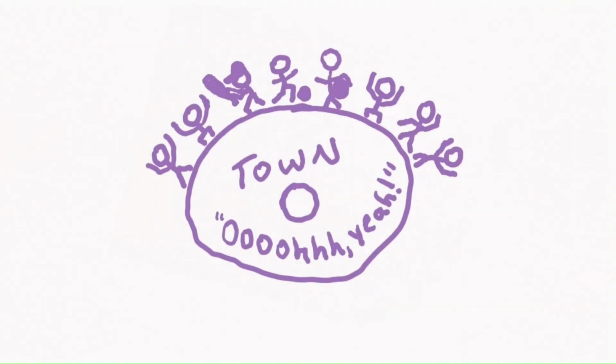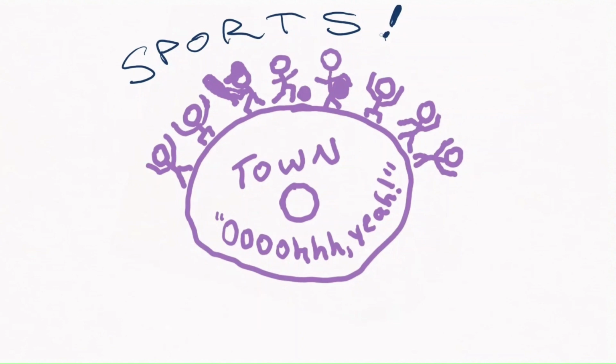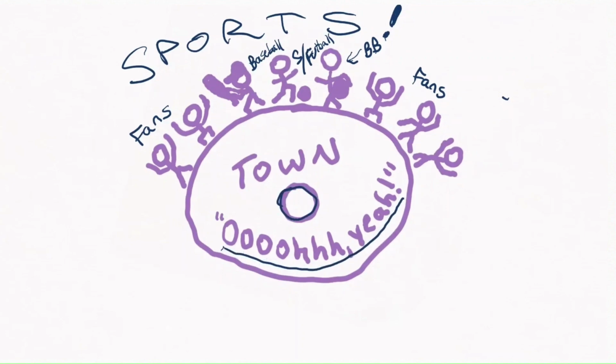Now there's a medium-sized town nearby, and this is a town full of sports people. Yay, sports! So we have a basketball player, and we have a soccer player, or as the rest of the world says, football, and then we have a baseball player, and then we have a lot of fans. We have a lot of sports fans. Even the people who don't play sports go and cheer on their favorite teams. So yay! This was such a town of sports fans. They were called Town O for Oh Yeah.